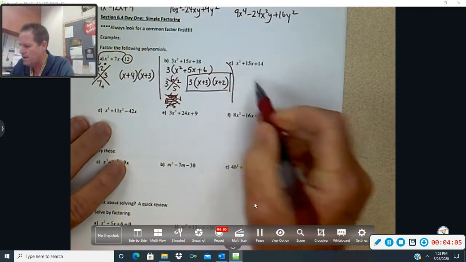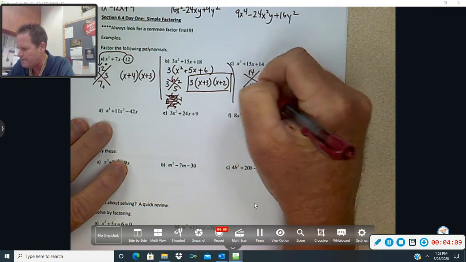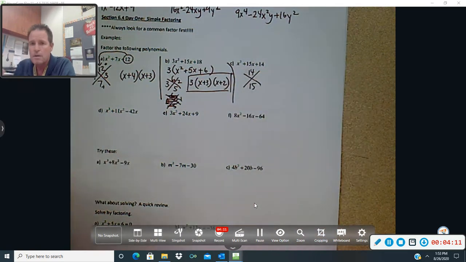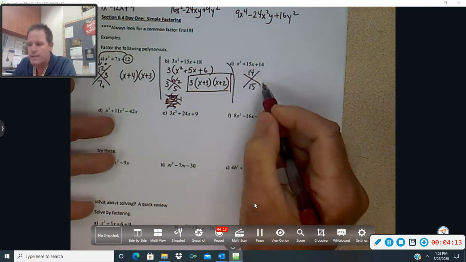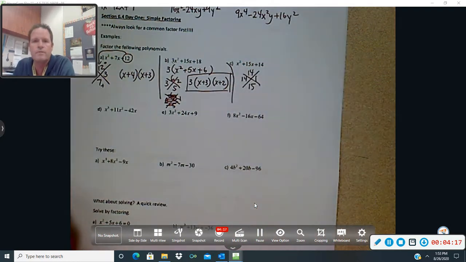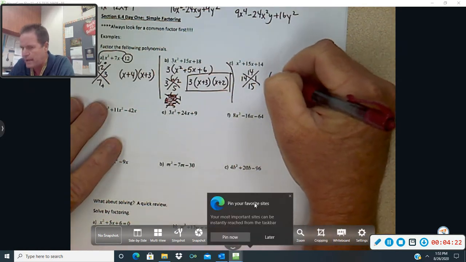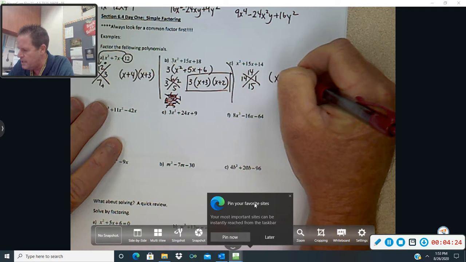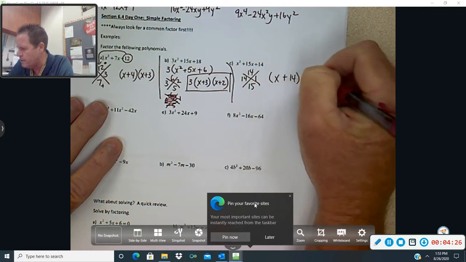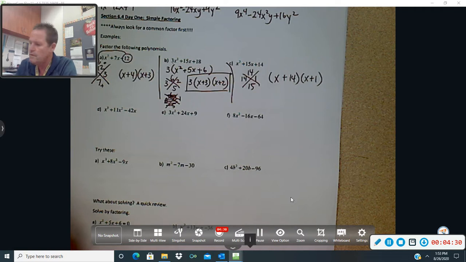Letter C here. Again, we'll try our big X method. 14 on top, 15 on the bottom. So what times what makes 14 that adds to be 15? Well, 14 and 1. 14 times 1 is 14. 14 plus 1 is 15. So my two factors will be x plus 14 times x plus 1. And that would be the factoring. All right? So hopefully we're feeling okay so far.